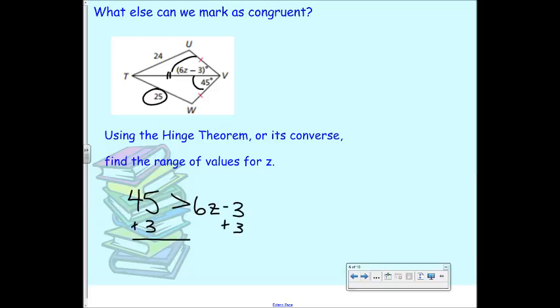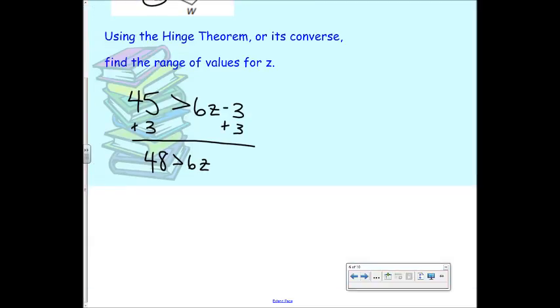All right, so this gives me 48, which is greater than 6z. And then how do I finish? Divide by 6. Since I'm dividing by a positive, nothing changes, and I end up with what? 8. So that means this says what? 8 is greater than z, which means z is less than 8.